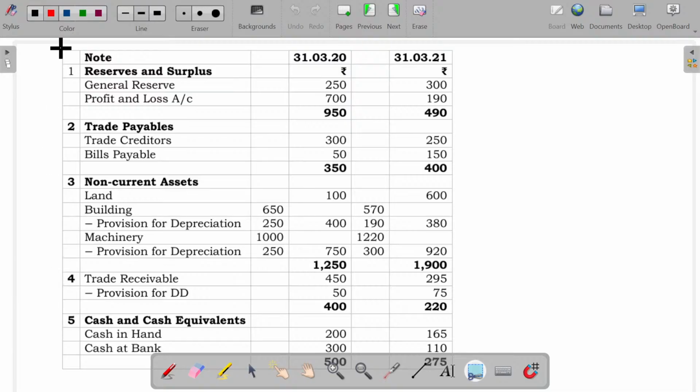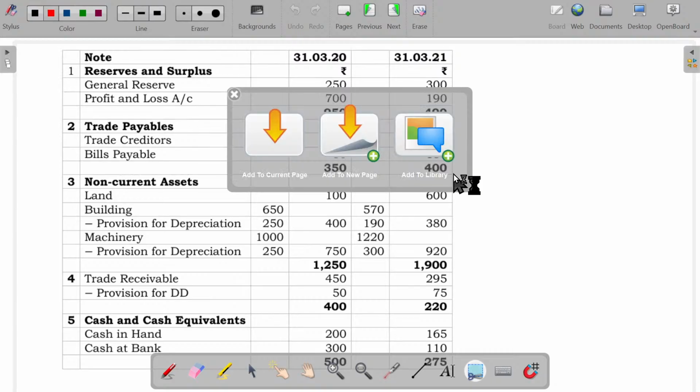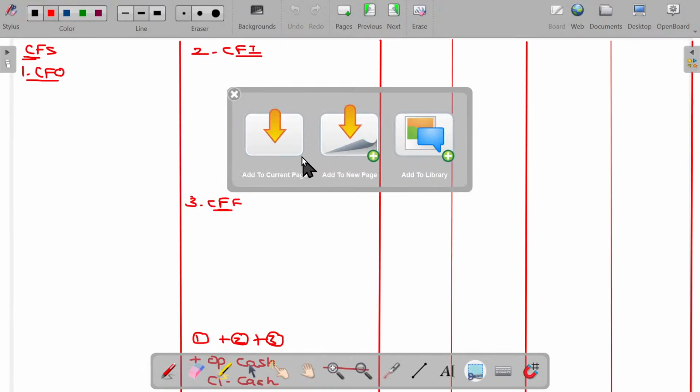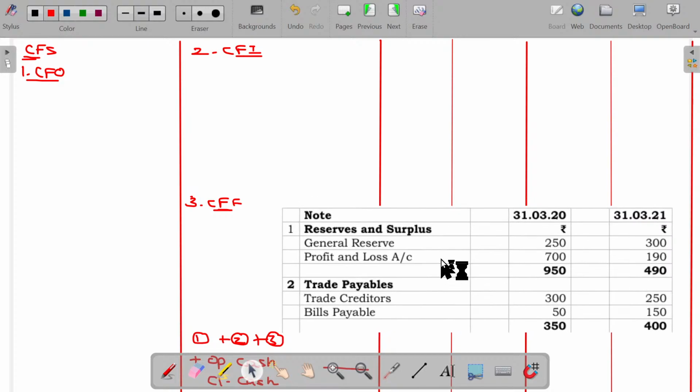Okay. I'll pick first 2 notes. GR 250 becomes 300 due to the transfer, can be debited with the net profit here, transfer to GR, value being 50. Profit and loss 700 becomes 190, then there is a loss of 510. 510 being loss.